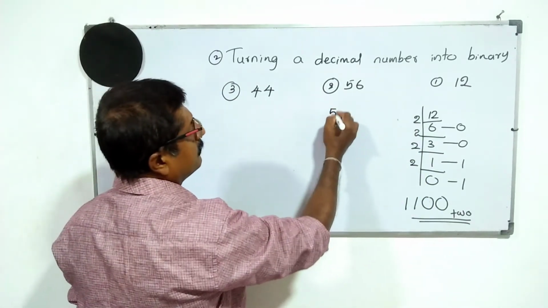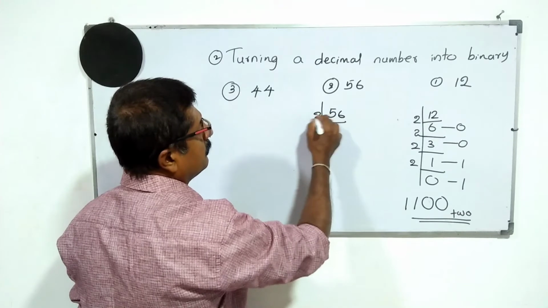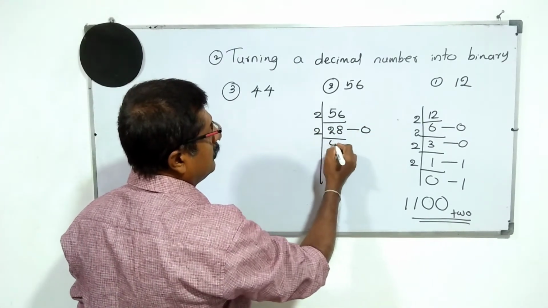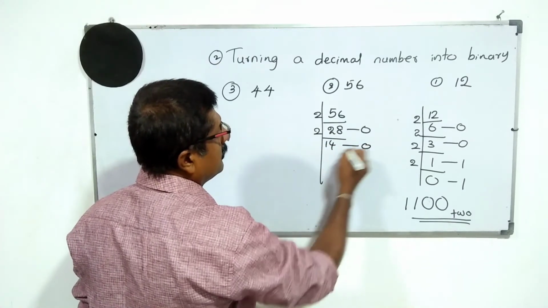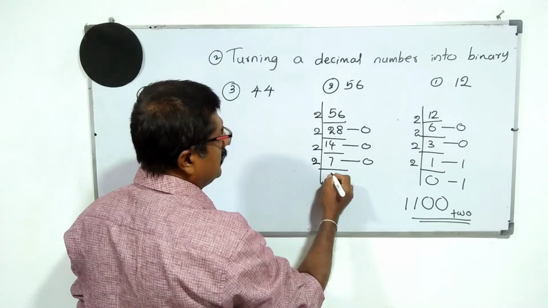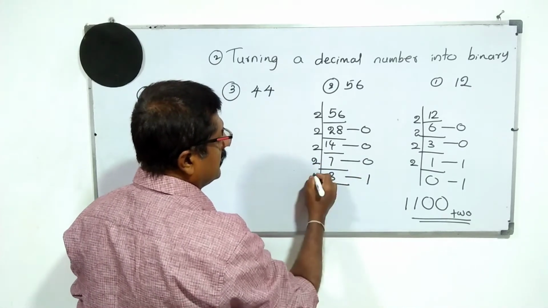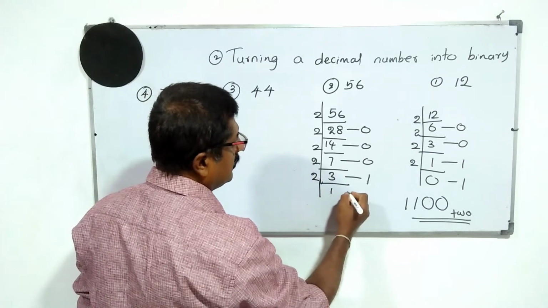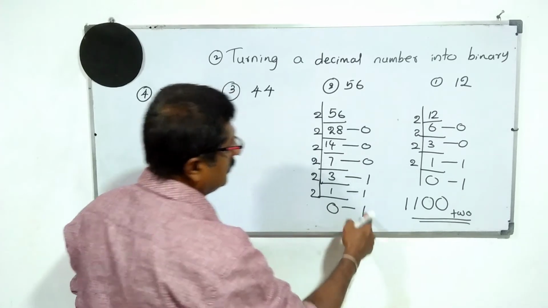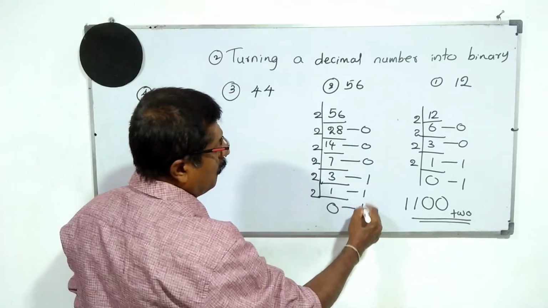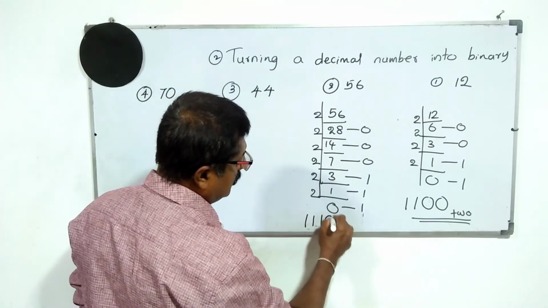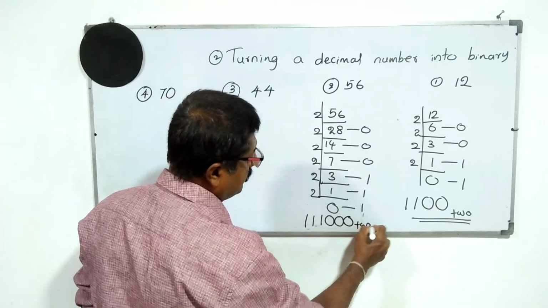Now 56. Let's divide by 2. 28, no remainder. Again by 2, 14, no remainder. Again by 2, 7, no remainder. Again by 2, 3, 1 remainder. Again by 2, 1, remainder is 1. Again by 2, 0, remainder is 1. So the number is 1, 1, 1, 0, 0, 0. Write 2 in here. Right.